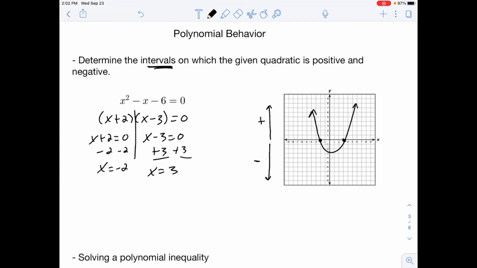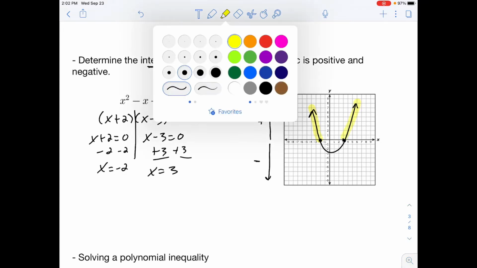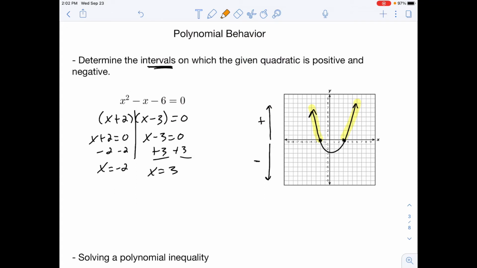So now what we're interested in is where this is positive. That is going to be from here to here, and then from here to here, positive because it's above the x-axis. And if we want to look where it's negative, that is going to be here, which is below the x-axis. So now we need to clarify and specify what those intervals are.